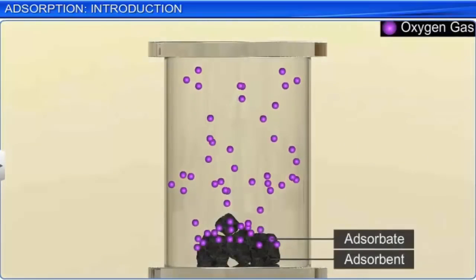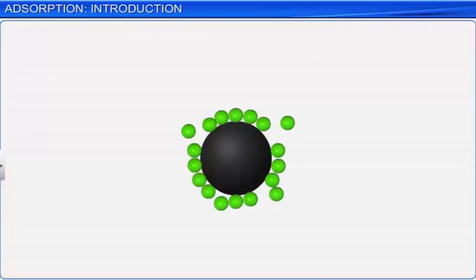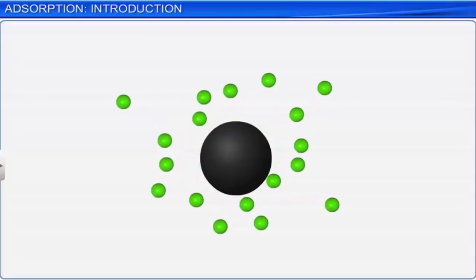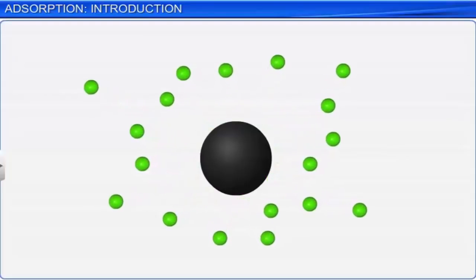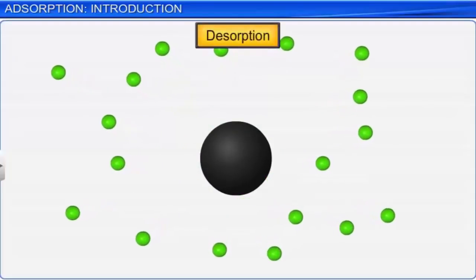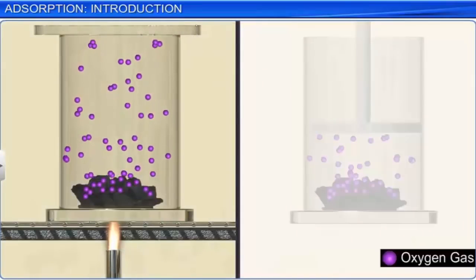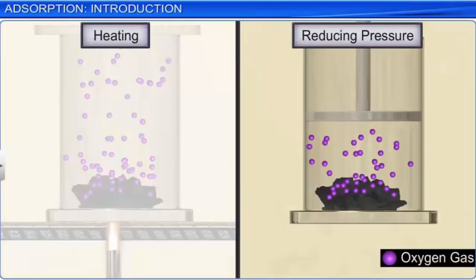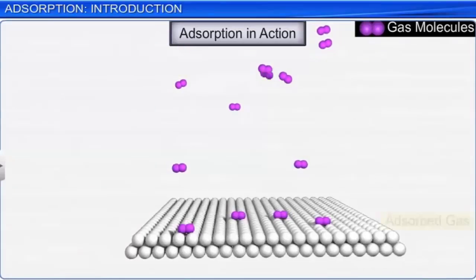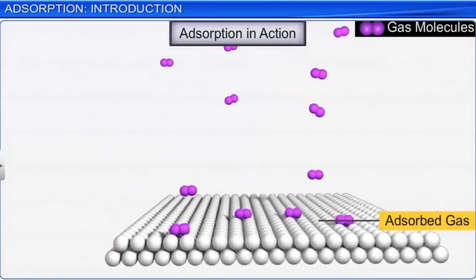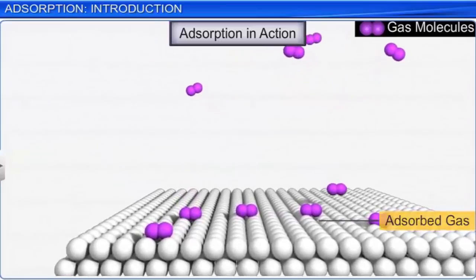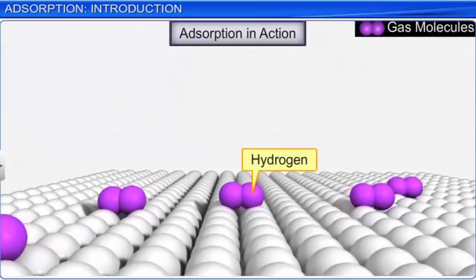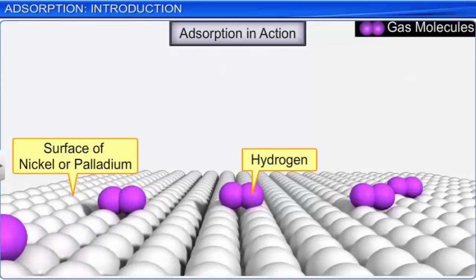The reverse process, that is, the removal of the adsorbed substance from the surface, is called desorption. It can be brought about by heating or by reducing the pressure. The adsorption of a gas on the surface of a metal is called occlusion. For example, hydrogen is adsorbed on the surface of nickel or palladium.